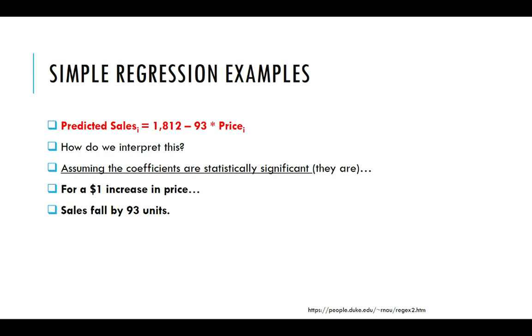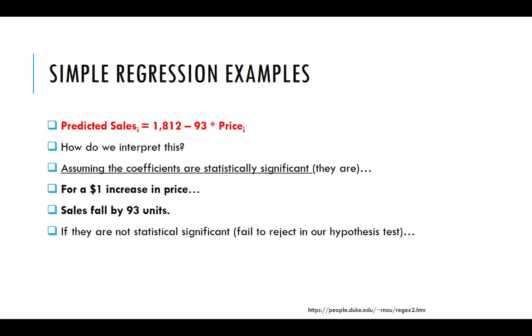So, what if price was going up by $2? What does our model say? If price goes up by $2, sales would fall by 186, right? I'm just doubling it. So remember, our beta tells us the effect of a 1 unit change in our explanatory variable. That's why I said a $1 increase in price, because it captures the effect of a 1 unit change, where a 1 unit change in price is $1 here.